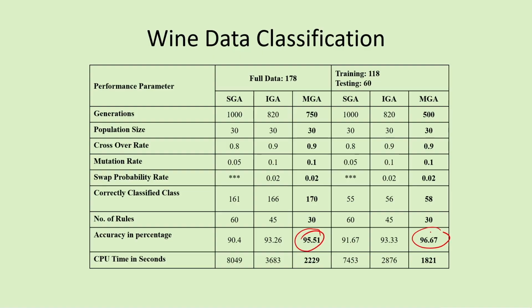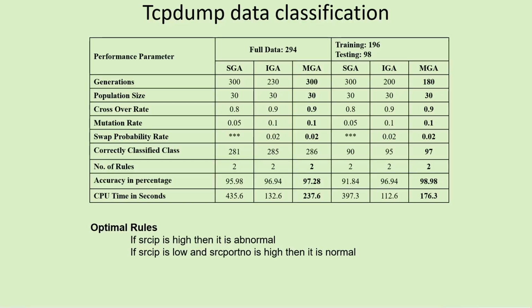Let me come to the wine data classification. See the improvements, 95, here it is 96. So it means that still some scope and possibility is there. You can bring some more algorithms into the mixed genetic algorithm, so that we can bring a lot more advancement. For the DCB dump data classification, we have obtained 98.98%, and you see the rules are very simple and very easy to code also.